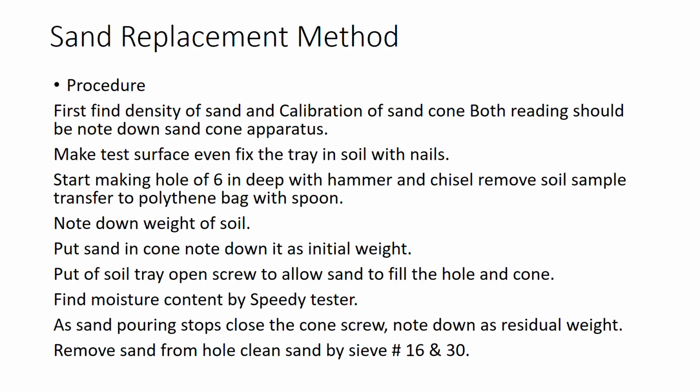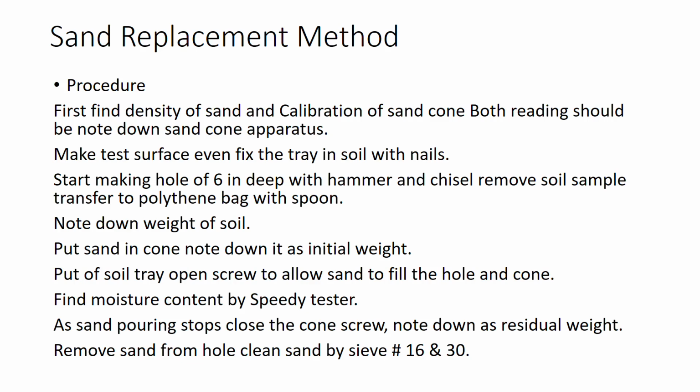The main procedure is first you find the density of sand and calibration of the sand cone. Both readings should be noted down on the sand cone apparatus. Then in the field, first you make a level surface, then place the base plate with nails and start digging a 6-inch hole with the hammer and chisel, and transfer the soil into the polythene bag with a spoon. So you need to note down the weight of the soil.